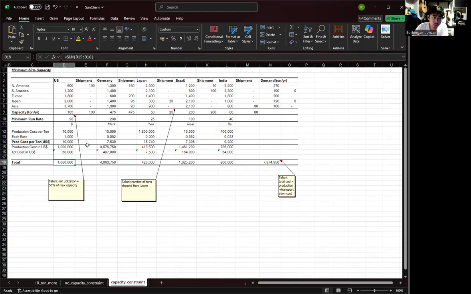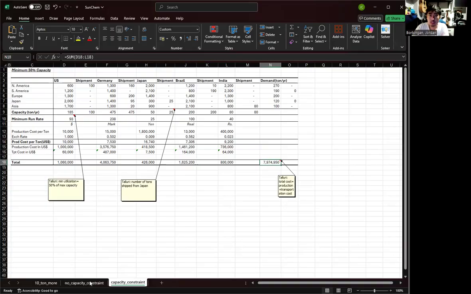And then, to total it up, just sum the production cost as well as the transportation costs. So in total, this is the total cost given the constraint.